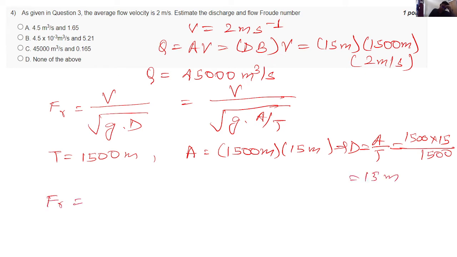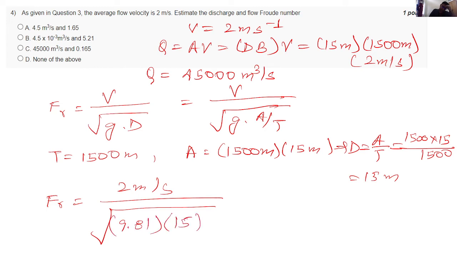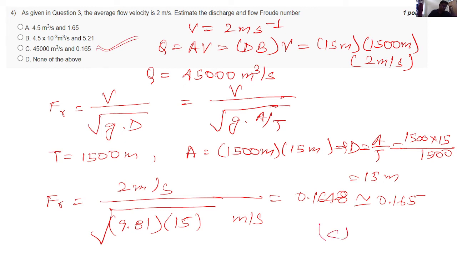So the Froude number is V, 2 meter per second, divided by the square root of 9.81 meter per second square times 15, the hydraulic depth, meter. So this would be 0.1648, nearly equal to 0.165, which is nothing but option C. So C is the correct answer for it.